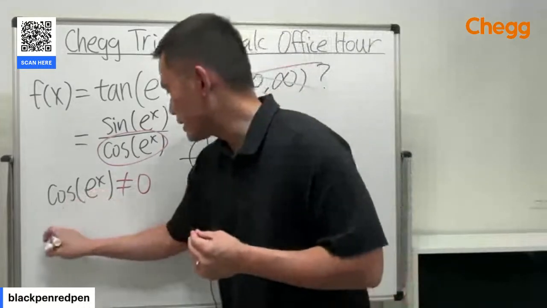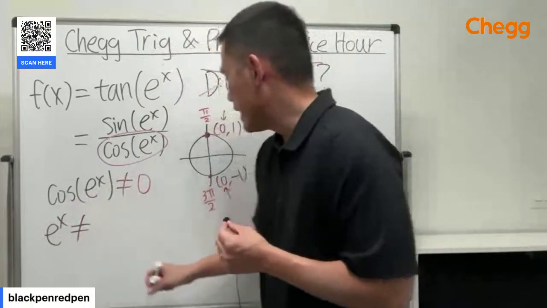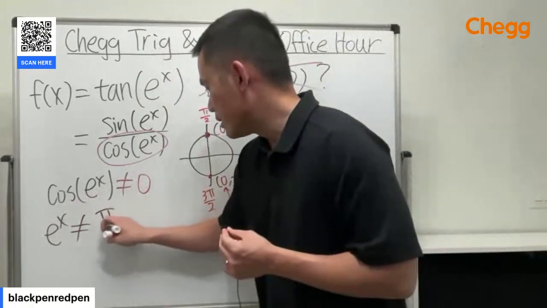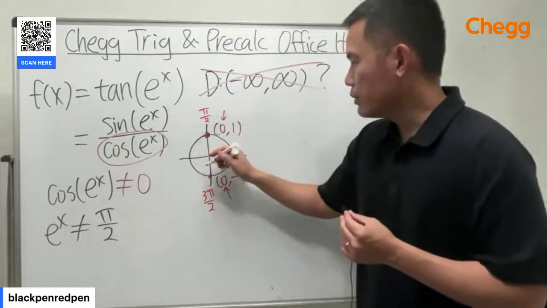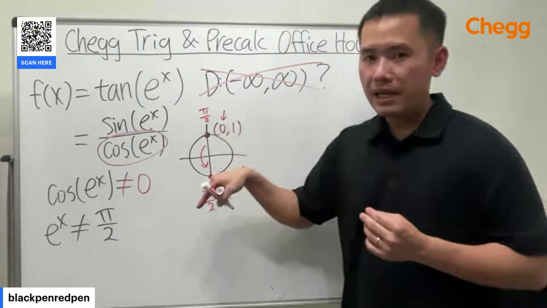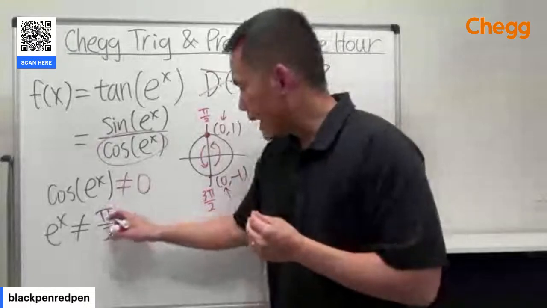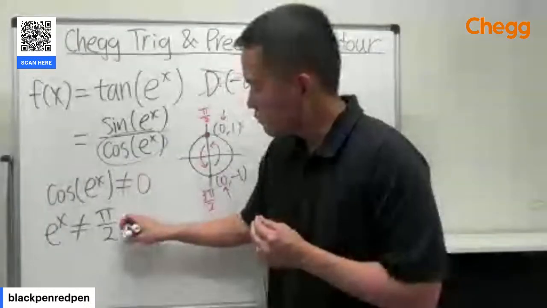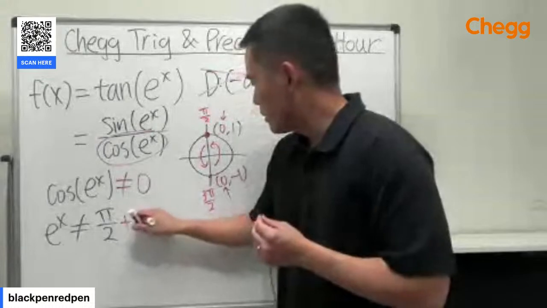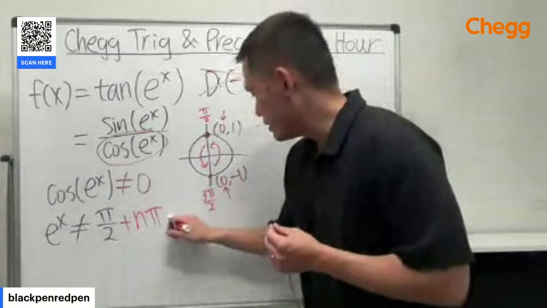Now, this means the input, which is e to the x, we cannot get pi over 2. And then all you have to do is just keep adding pi. You can go from here to here, there to there, and so on. So all you have to do is just plus pi over 2 plus n pi, where n is an integer.